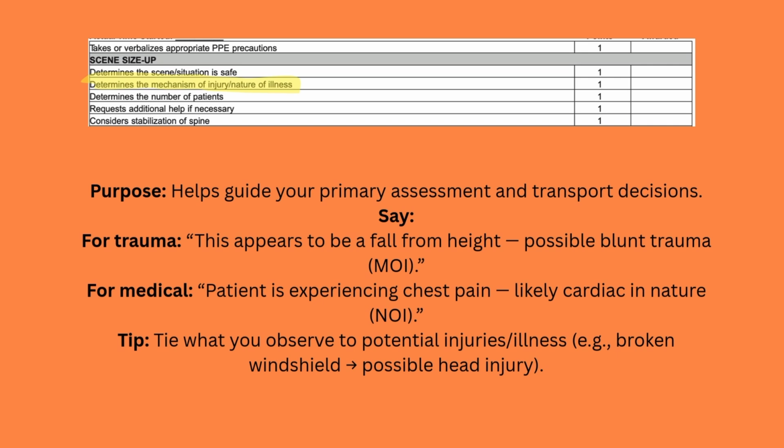Now we have to determine the mechanism of injury or nature of illness. So this is helping to guide your primary assessment and transport decision. Say, for trauma, this appears to be a fall from blank height, possible blunt trauma. For medical, the patient is experiencing chest pain, likely cardiac in nature. So that's the nature of illness for medical. A tip is to tie in what you observe with potential injuries. If you see a broken windshield, a potential head injury.